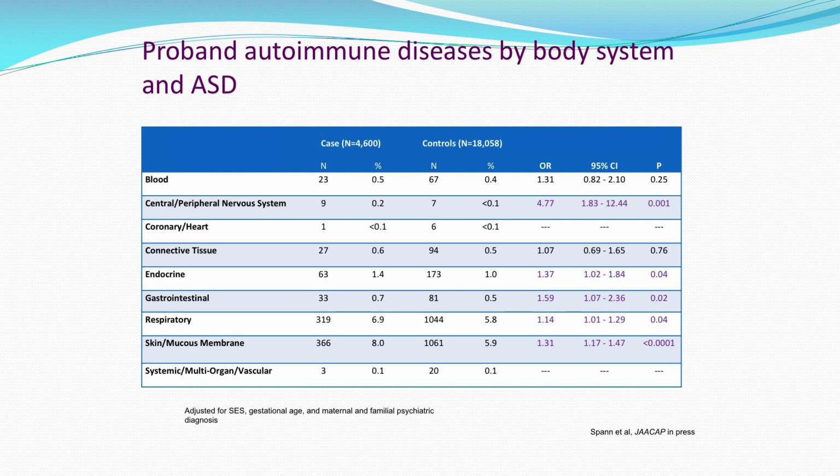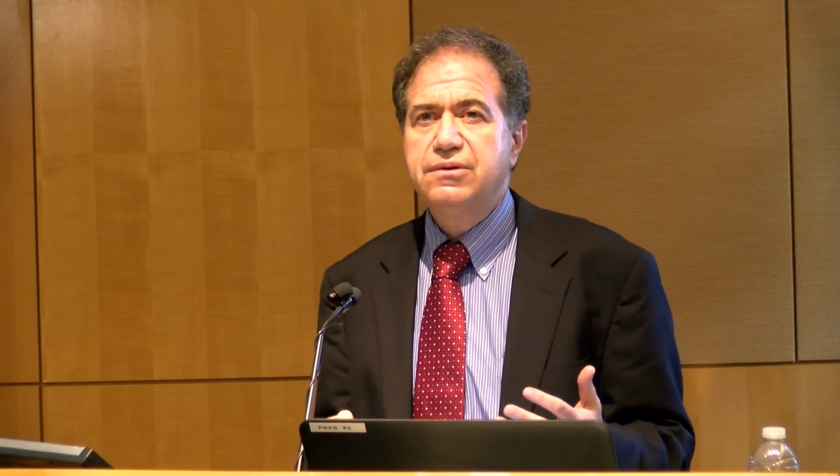We then looked by body system. It's a different way to look at it because we didn't have a big sample, but we wanted to group them in some way that made sense. What we found, interestingly, was for the central and peripheral nervous system, a nearly 5-fold increase in odds of autism if they had an autoimmune disorder that affected that system. And also autoimmune disorders that affect the endocrine, gastrointestinal, and respiratory systems, skin and mucous membranes. So it seems to be this kind of general effect of different autoimmune disorders affecting different systems that can be related to an increase in risk of autism.